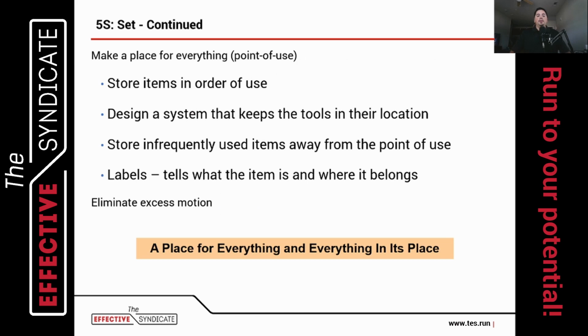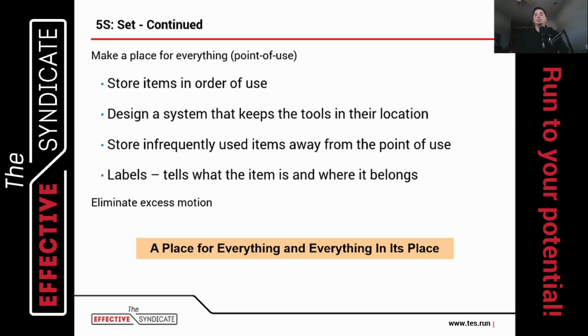We don't want to be walking around. We want to have it where we need it, when we need it. We want to make sure that items are stored in order of use. So if we have 5 tools and we use this one specific tool more often, that one needs to be closer to the work location. If this last tool we only use once a week, but we do need it in the area, maybe it doesn't have to be right there at the workstation. Maybe it needs to be somewhere a little farther.